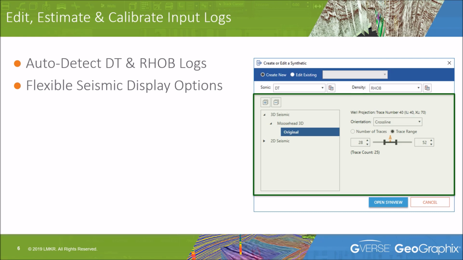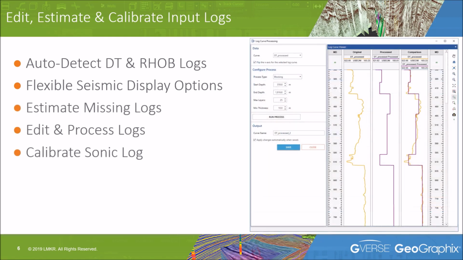If you don't have a sonic or a density curve available for a well, you can estimate those. You can edit and process input curves, so things like blocking or smoothing your input. And if you don't fully trust your sonic curve and you have a more reliable TD table from, say, a check shot or a VSP survey, you can calibrate the sonic curve with that more reliable TD table for the synthetic creation process.